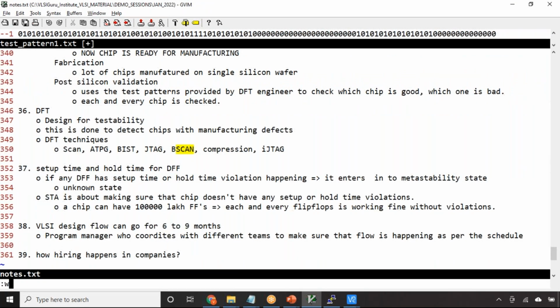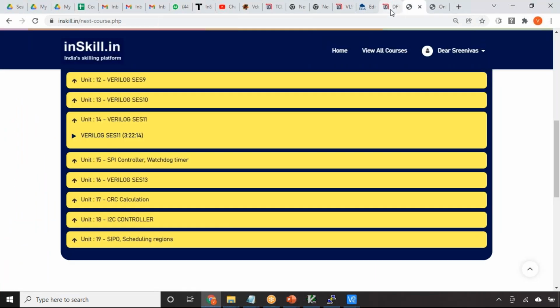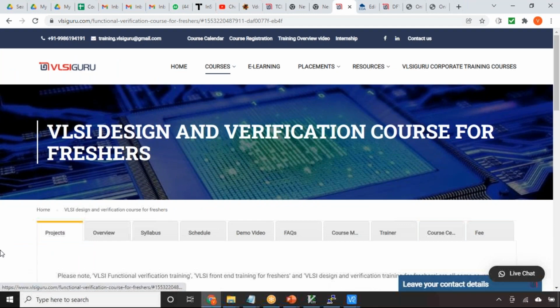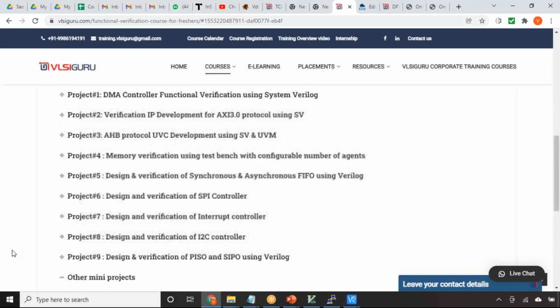Any other questions? Sir, will this course include any projects? Which course, please tell me, the functional verification course or DFT? So I think you are talking from a functional verification perspective. Yes, sir, functional verification. This includes multiple projects. The multiple projects are these. All these projects that you see here, you will be doing from scratch.